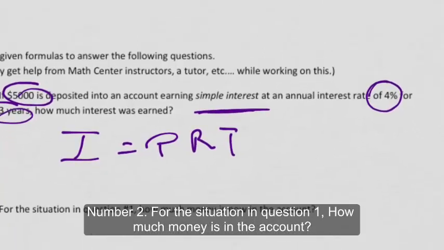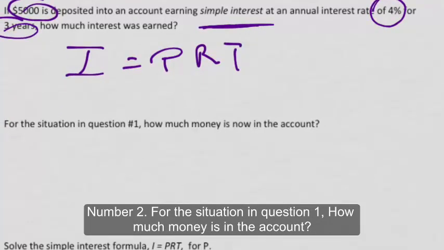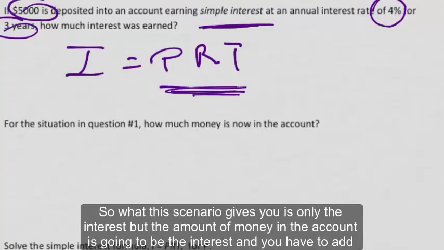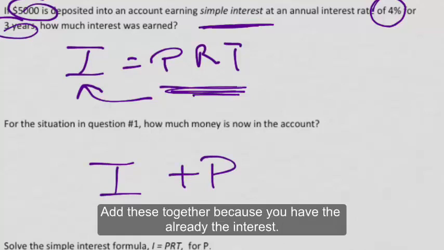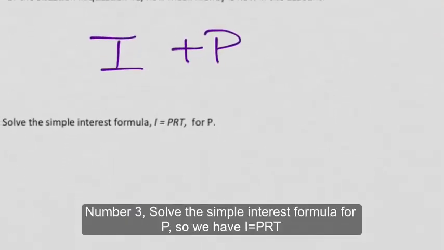Number two, for the situation in question one, how much money is in the account? So what this scenario gives you is only the interest, but the amount of money in the account is going to be the interest, and you have to add into it the principal. So you'll put those two things together because you already have the principal there, and you're going to get a little bit more interest.